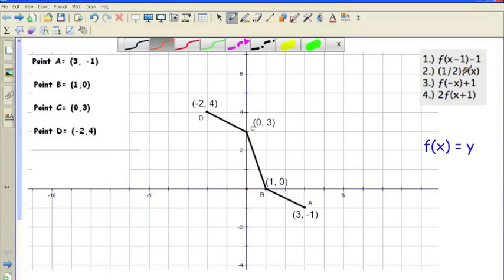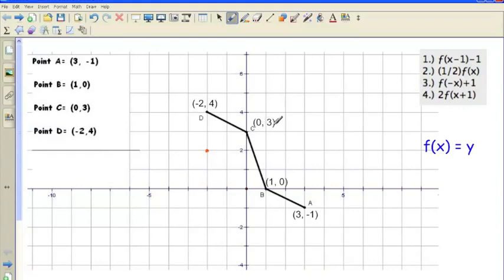Notice it says half of f of x, so the input did not have any shifting or reflecting, any translations of any kind going on with it, just the output. It's half of f of x. So -2 stays the same, but I take half of my y, so half of 4 would be 2. That would put me at -2, 2, so that point would be translated about right there. And then I'm at 0, 3.